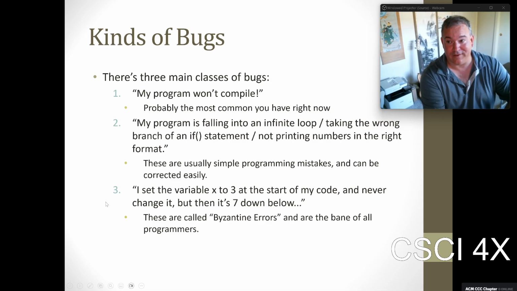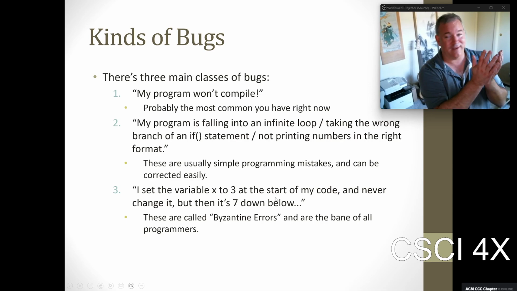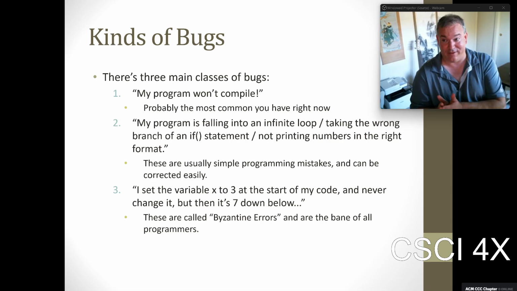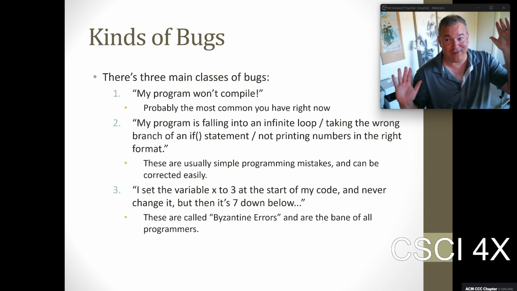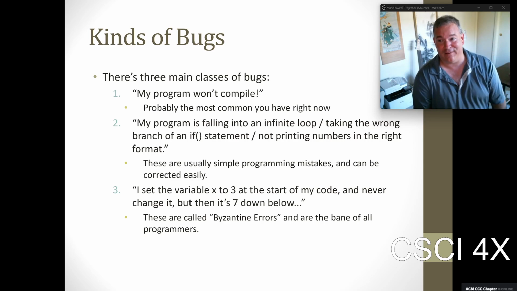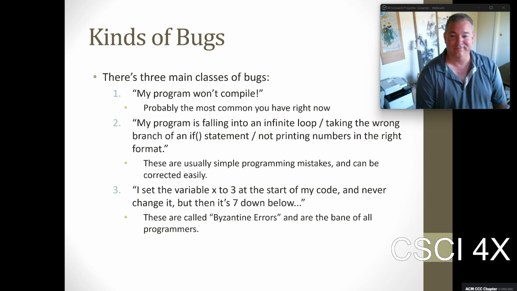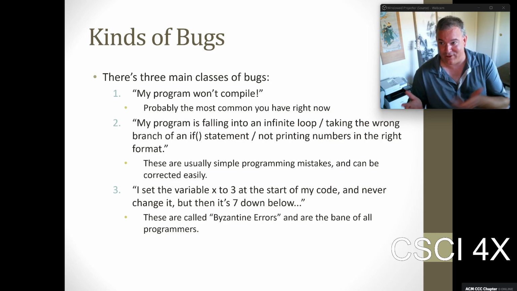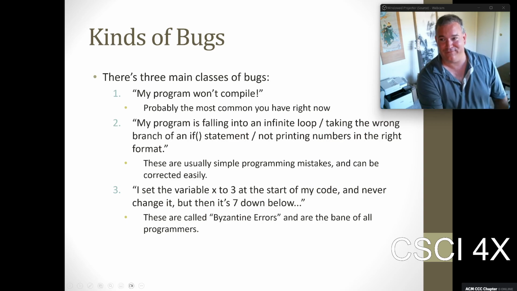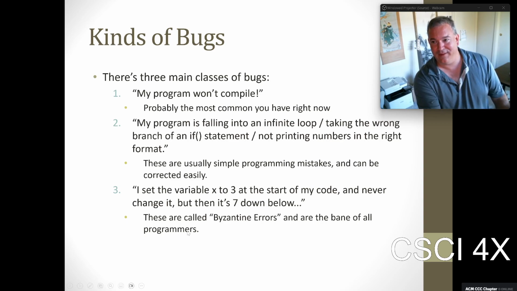The third kind of bug is called a Byzantine error, and a Byzantine error is fun. You set a variable equal to 3, and then later on you print the variable and it's 7, and you haven't changed it anywhere in your code in between, and you're like, whoa, what's happening here? I didn't change it, and the value changed. What's going on? Those are fun. Those are great bugs.